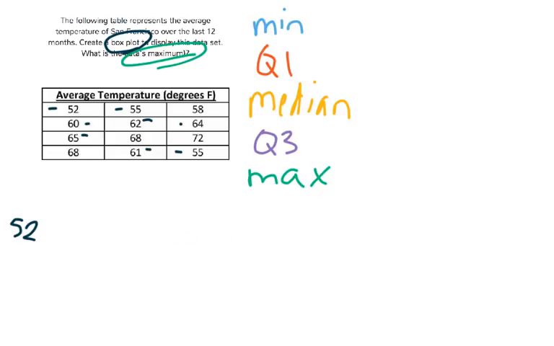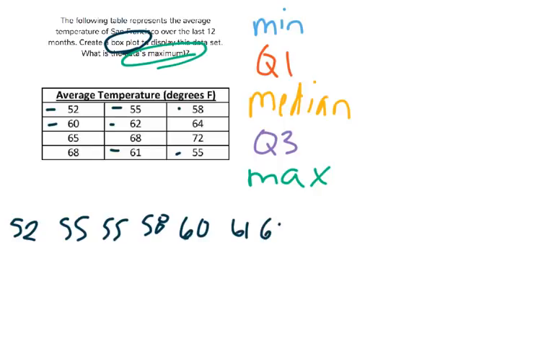Okay, so let's just start one more time. Make sure we got these in order because they have to be in perfect order here. So we have 52, 55, another 55, 58, 60, 61, 62, 64, 65, 68, 68, 68, and 72.